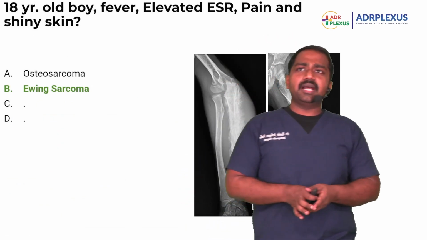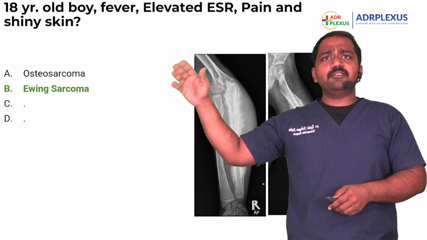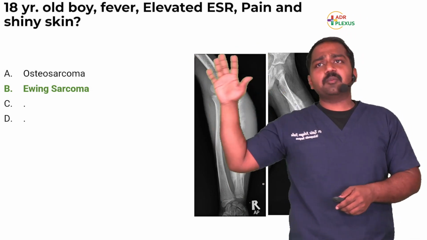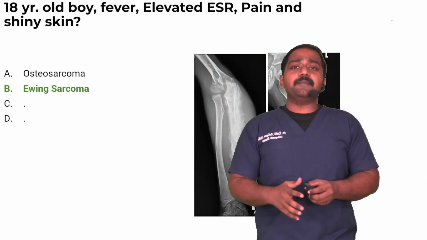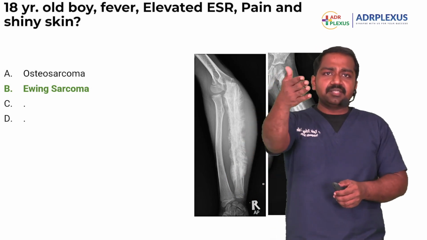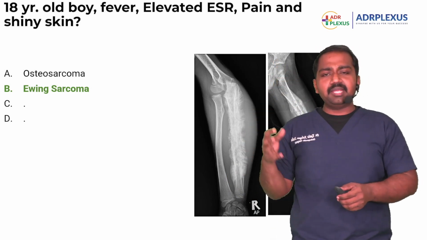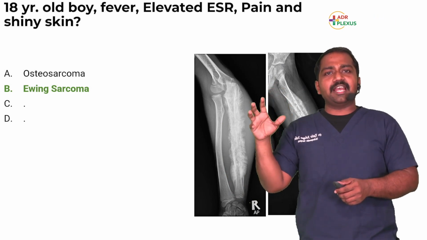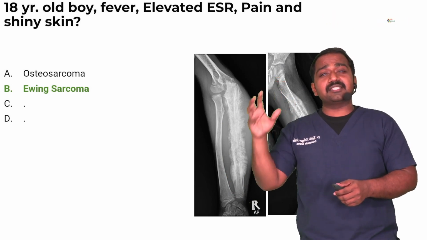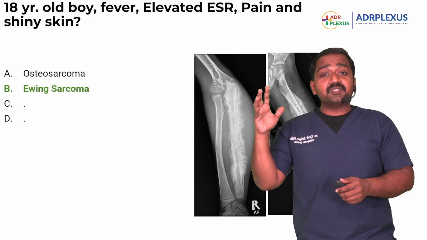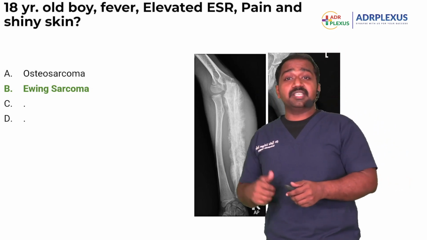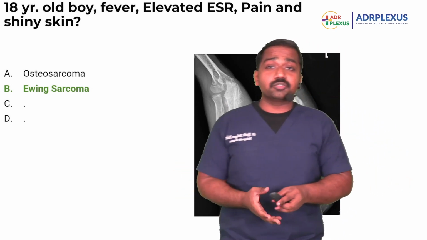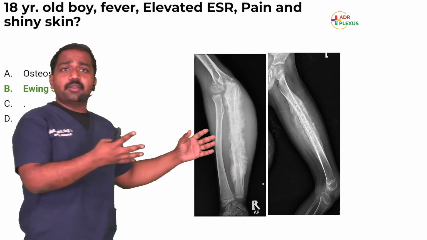The next question, again an 18-year-old boy, fever, elevated ESR, pain and shiny skin. See, the thing is, when they have given this X-ray, many people said that, sir, although the tumor was shown in the diaphyseal region, we could see a classical sunburst appearance. We can see a classical Codman appearance. In that case, it has to be an osteosarcoma. So something like this they could have given, right?